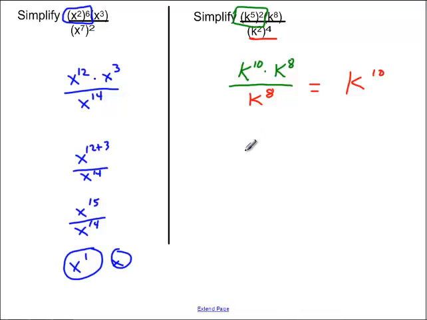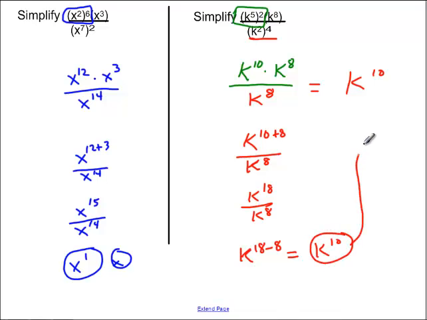But let's go through our rules just to confirm. This one then should be k to the 10 plus 8 power over k to the 8 power, k to the 18 over k to the 8, k to the 18 minus 8, sorry my k's are a little sloppy, becomes k to the 10th power, and there's our answer. Either way we would have done the same thing.